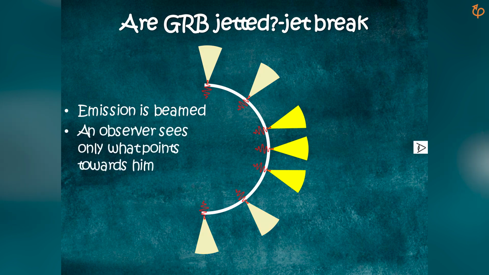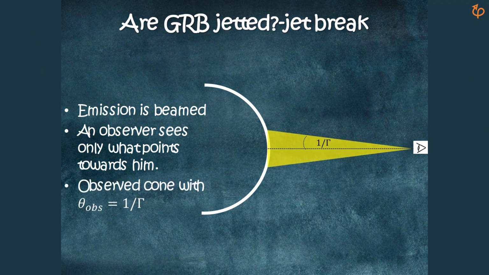Okay? Now let's put an observer here. The observer will only see the points on this spherical shell where the beaming cone is pointing toward the observer. All these other points in the shell, I will not be able to see them. I will only see this, and I can translate that into an observed cone with an opening angle of 1 over gamma. So all I will see from that shell is this region with an opening angle of 1 over gamma.